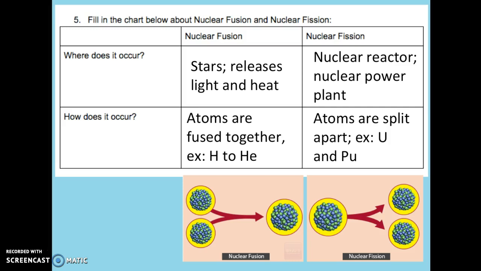This is looking at nuclear fusion versus nuclear fission. So where is nuclear fusion going to occur? Nuclear fusion is going to occur in stars. It's what's going to allow for that radiant heat. And how does it occur?